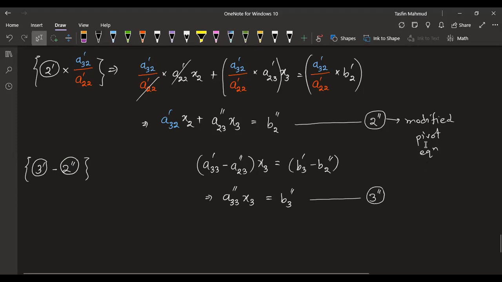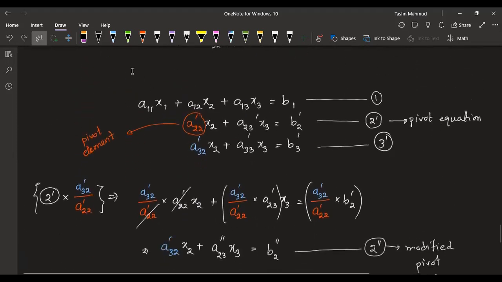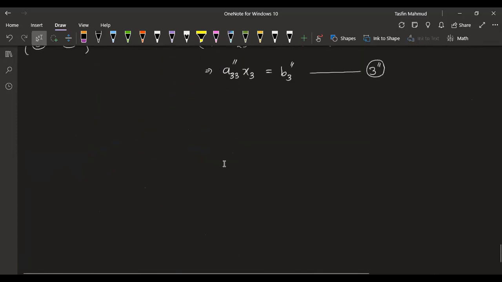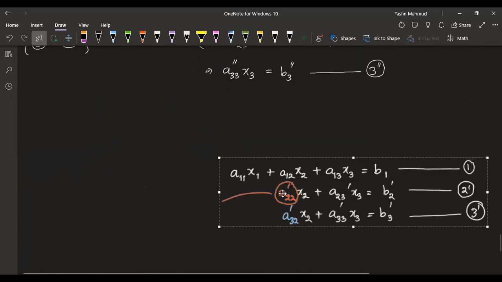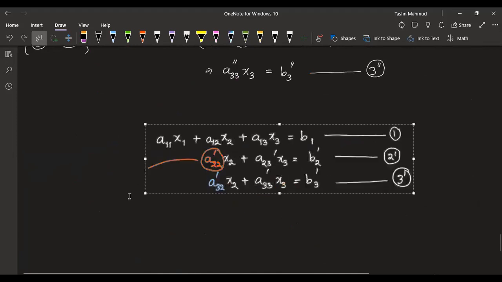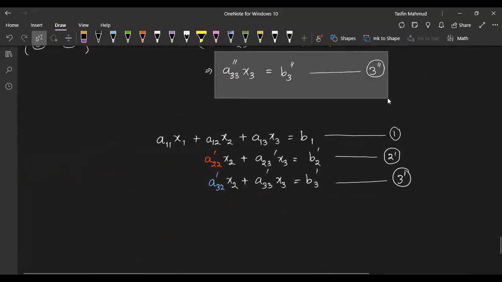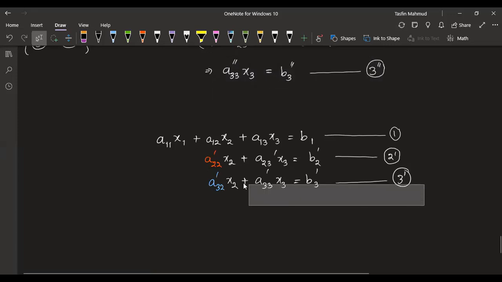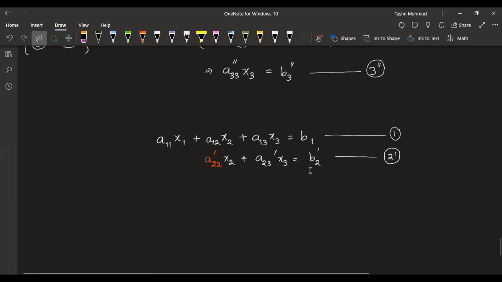So now we have performed our forward elimination. Previously this was our system of equations, and we have modified the third equation. So now we will consider this third equation instead of this. So I'm going to delete this.